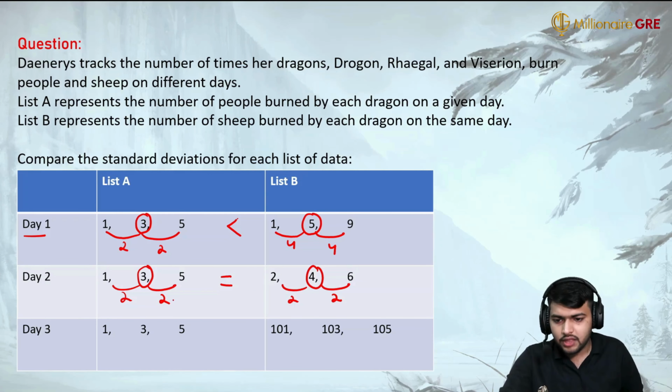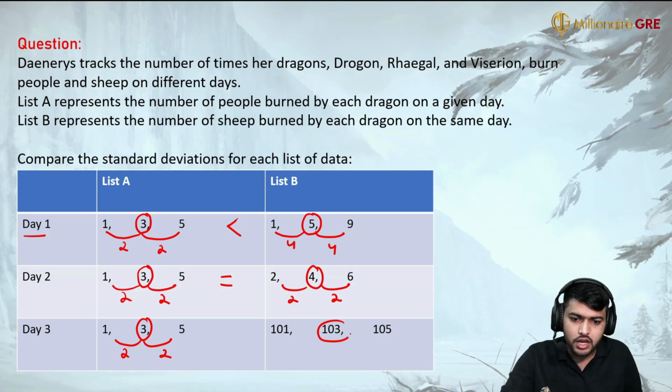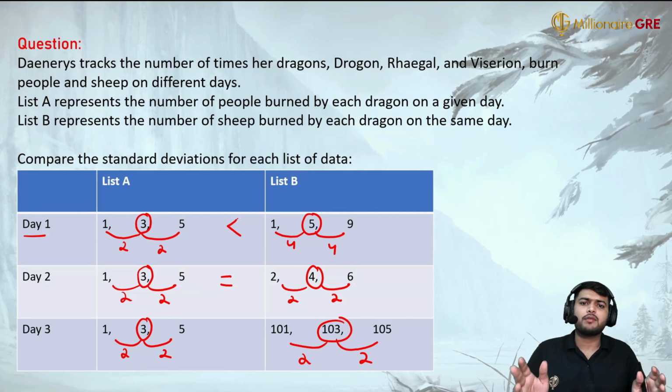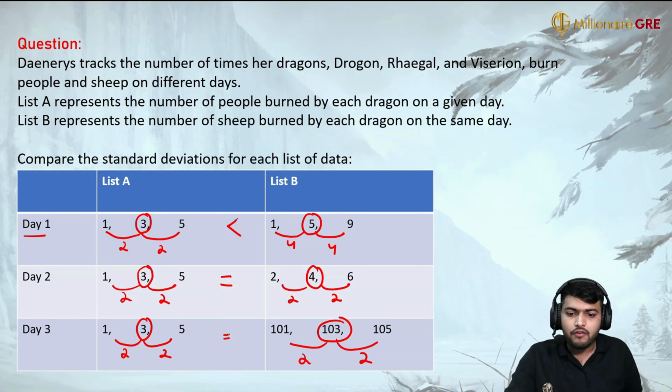If we talk about day 3, 3 is the mean here, distance is 2, distance is 2. 103 is the mean, distance is 2, distance is 2. Again, the terms are equally dispersed from the mean. The terms are equally deviated from the mean, hence the standard deviation for both the lists is equal.